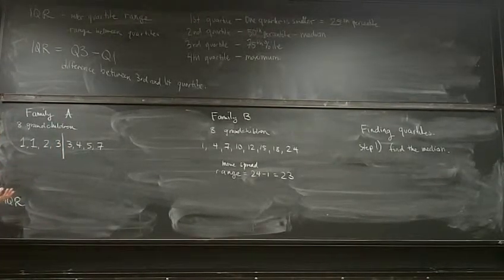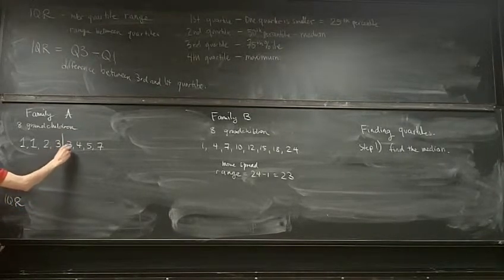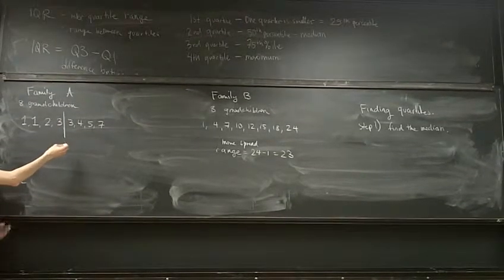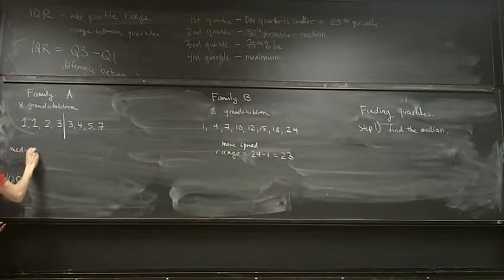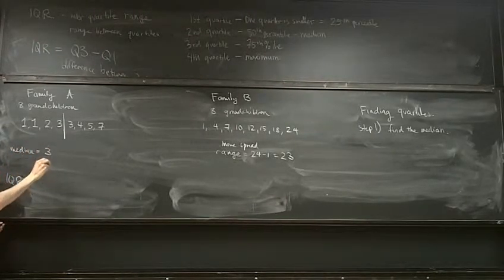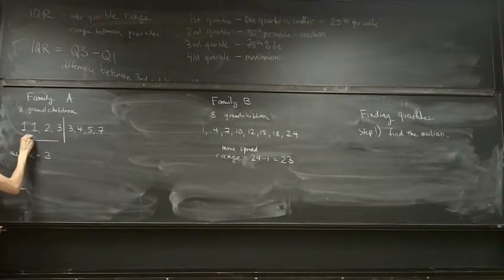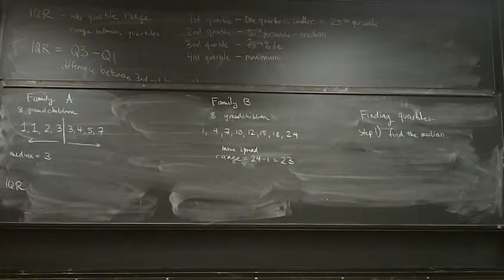Because I've got 8 numbers, so my number is the n plus 1 over 2, so the 4.5th number. 3 is my 4th number, 3 is my 5th number. So my median is equal to 3. And I now have 2 lists. This half is smaller and this half is larger. I've split it into 2.